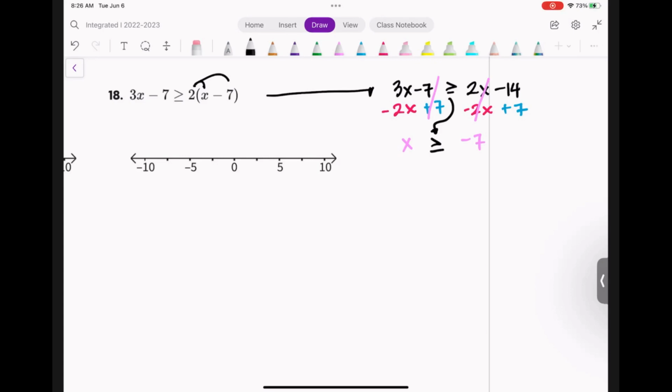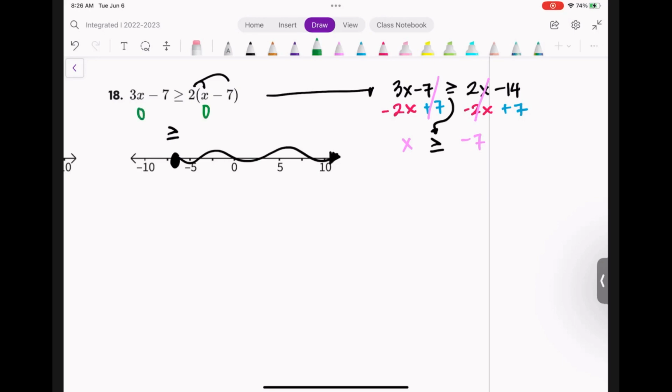So the easiest way to graph this is you go to negative 7. It's somewhere there, maybe closer. And then I close my dot because this is greater than or equal to, right? And then where are the numbers that are greater than negative 7? They're all this way. And to check my answer, I'm going to pick some random number. My favorite number is 0, and plug it into the original inequality and see if it works.